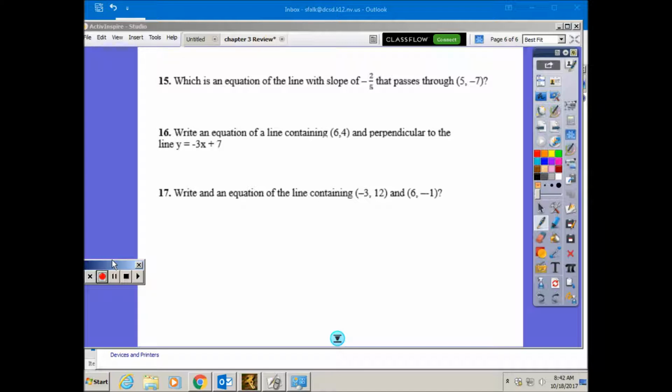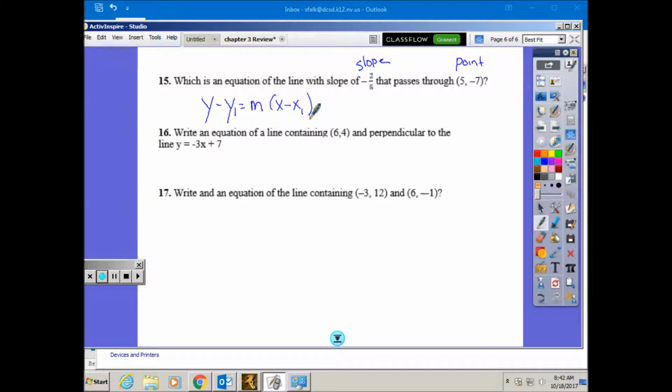So it says which. I think this was actually multiple choice, but we're going to change it to write an equation. So the easiest thing to do is going to be to use point slope form, because I have a point and I have a slope. So the formula is y minus y1 equals the slope times x minus x1.